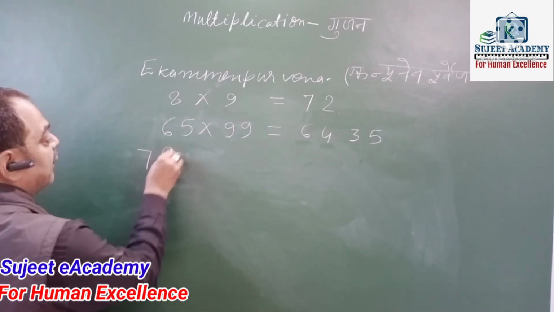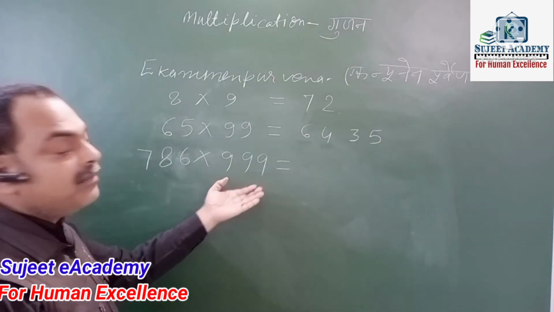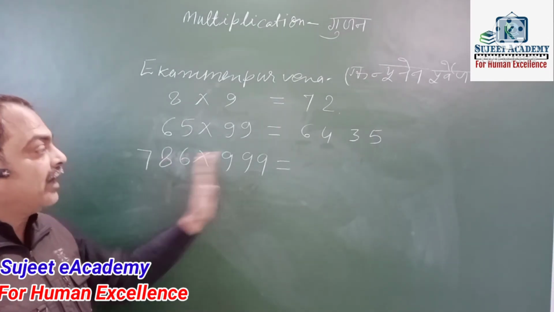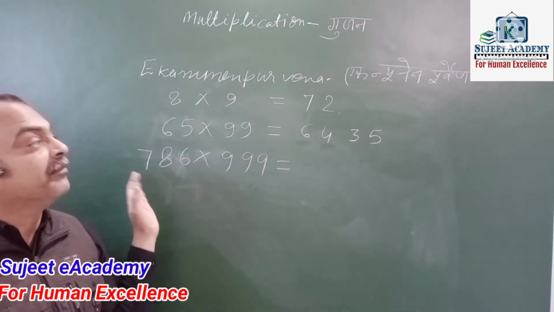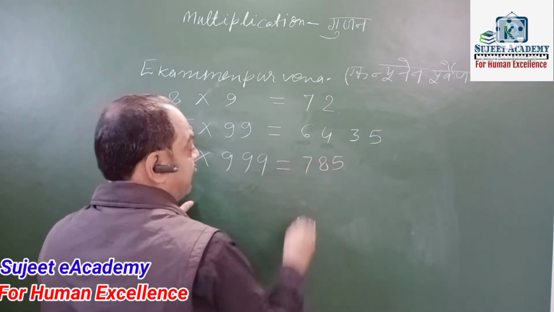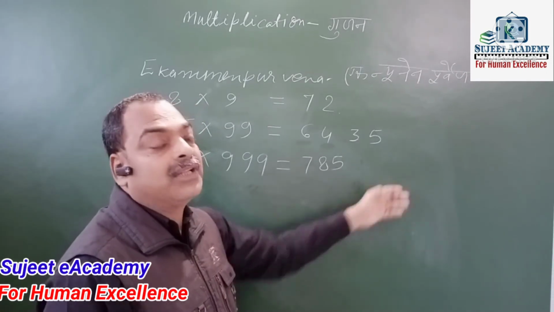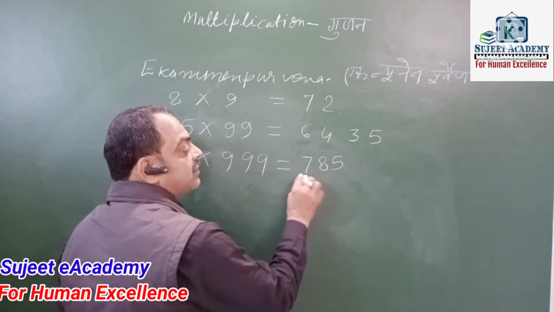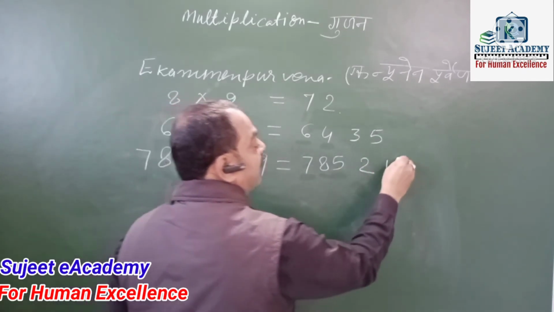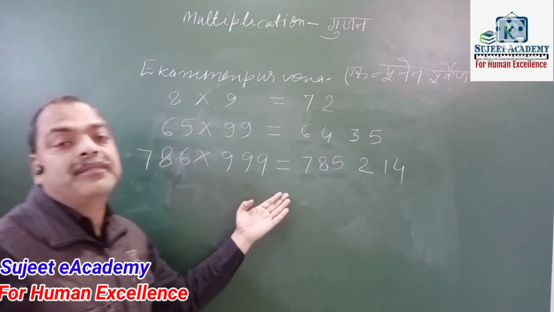One more example, 786 multiplied by 999. 3 times 9, and here the number of digits is also a 3 digit number. So you can find its product very easily. You reduce it by 1, 785, and then you subtract it from 9 and put the numbers respectively. 9 minus 7 is 2, 9 minus 8 is 1, 9 minus 5 is 4. This is your answer. 3 digits, then 3 times of 9 here.